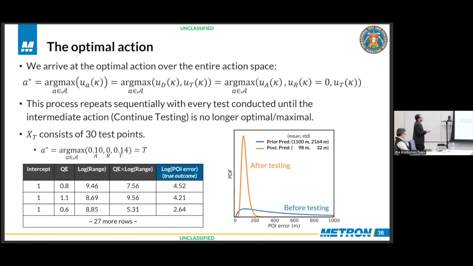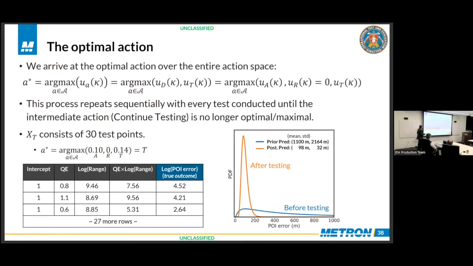So in this example that I'm showing here, my test matrix is 30 test points. I'm showing the first 3 rows here; there's 27 more. I calculated these utilities for the accept, reject, and test options: 0.10 and 0.14. So 0.14 is the max, and that corresponded to the test utility. In this decision process, it recommended you should probably do that test. You'll probably get a higher overall utility.